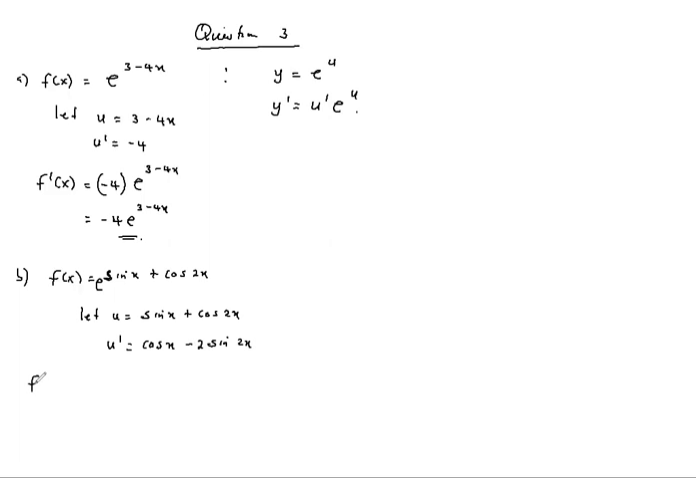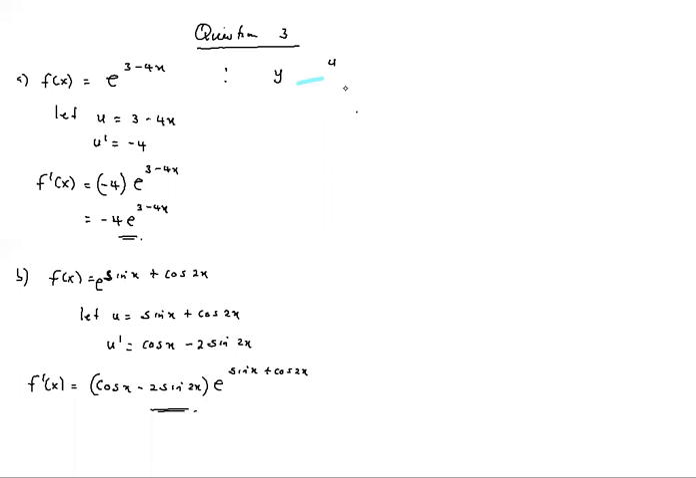So the derivative of f, we just put things together. It will be u prime, which is cos x minus 2 sine 2x, multiplied by e^(sine x plus cos 2x). That's all. So the e case is the easiest case to deal with.